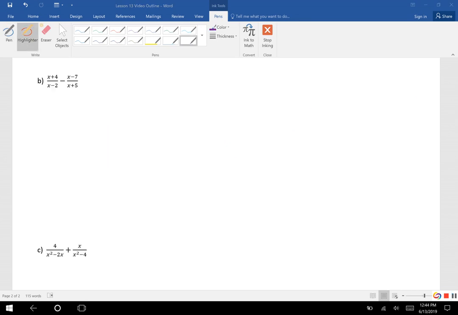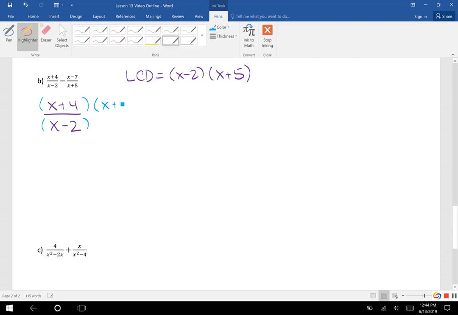Okay, part B, my LCD. So I have a denominator of x minus 2, so I have to have an x minus 2 in it. I have a denominator of x plus 5. That has to be in my LCD. So that means the first fraction is missing the x plus 5. So I'm going to have to multiply top and bottom by x plus 5.